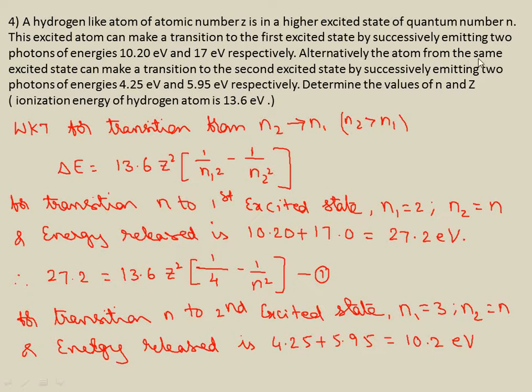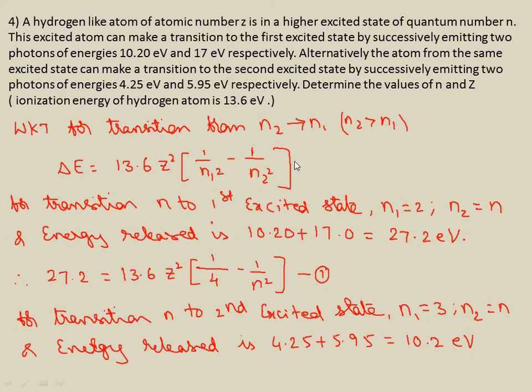Alternatively, the atom from the same excited state can make a transition to the second excited state by successively emitting 2 photons of energies 4.25 electron volt and 5.95 electron volt respectively. Determine the values of quantum number n and atomic number Z, and given the ionization energy of hydrogen atom is 13.6 electron volt. Seems to be a little confusing, right?